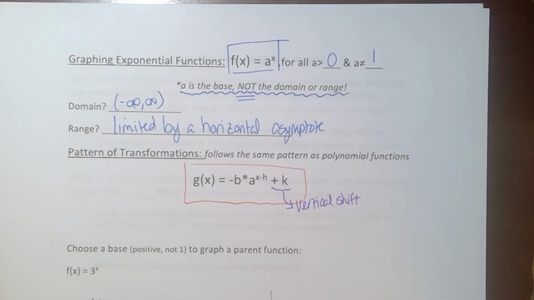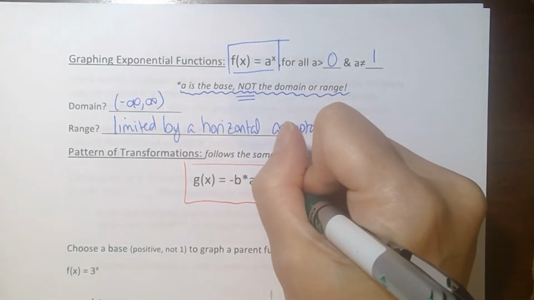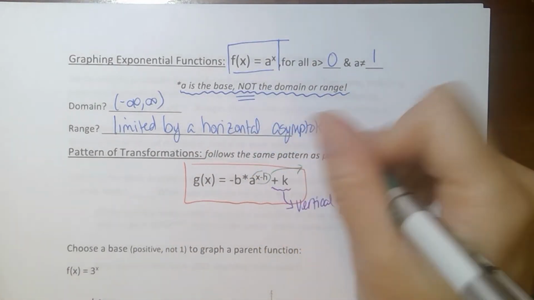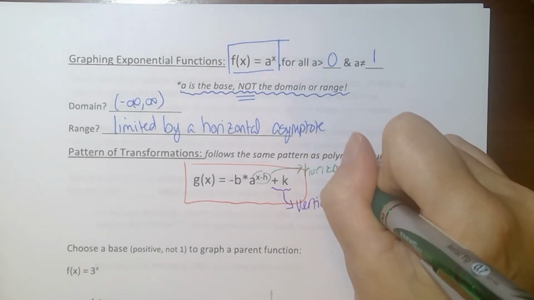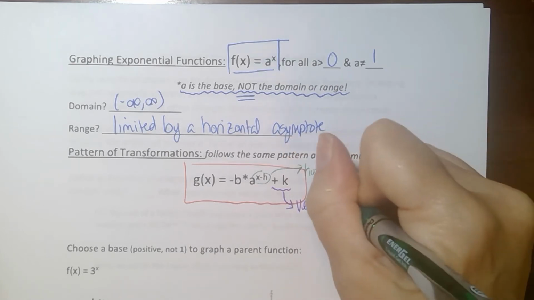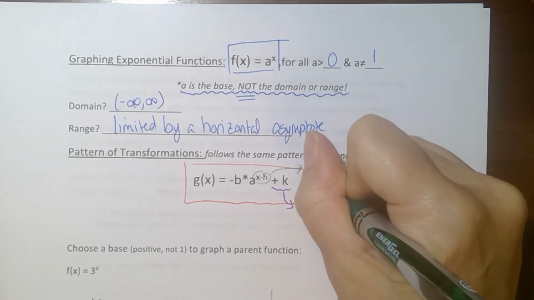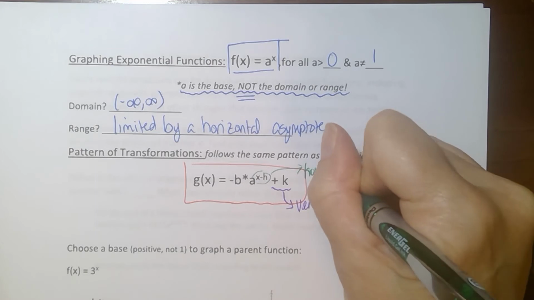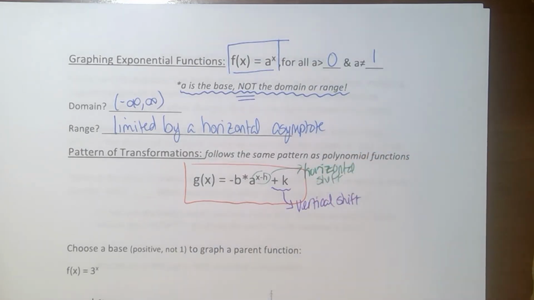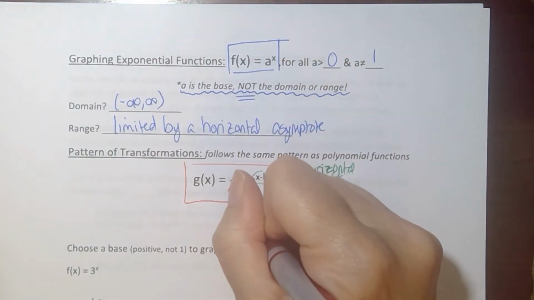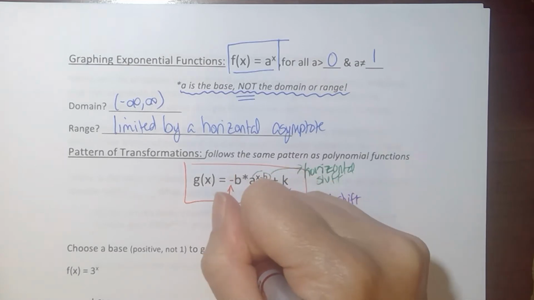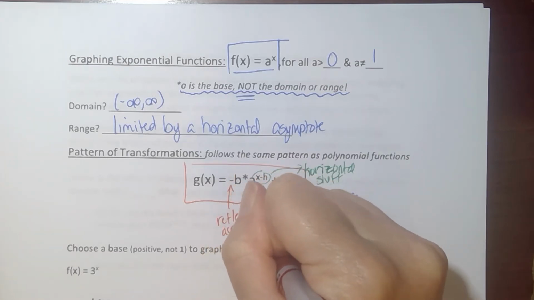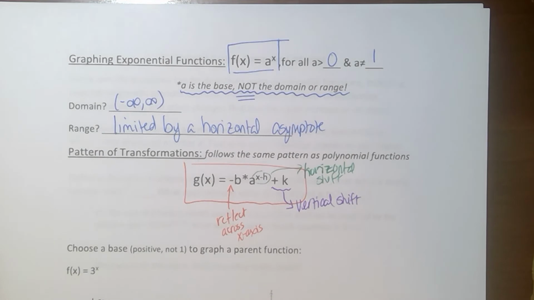H is still my horizontal shift. It's attached to the x just like it always has been. It starts out as x minus h, so it still goes the opposite direction from what we kind of expect it to. And notice that if we have negatives, we reflect. If we have a negative out in front, we reflect across the x-axis, so we would flip it upside down.